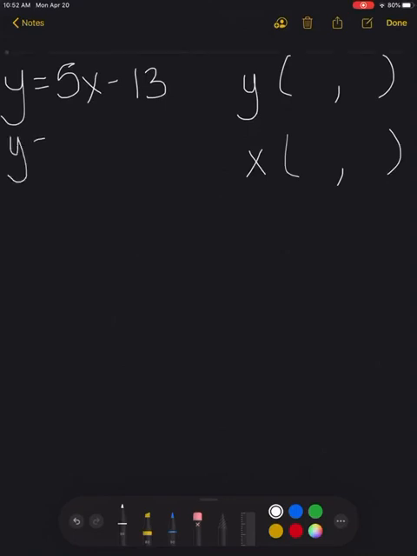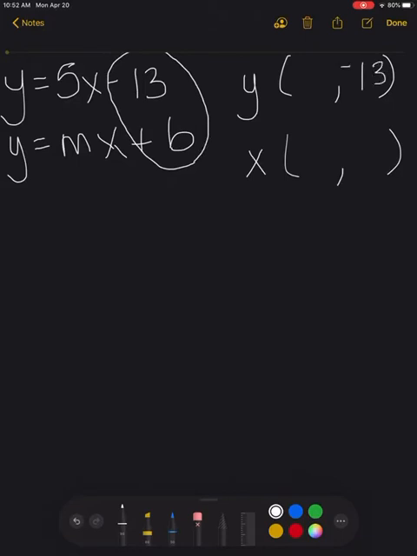Okay, so when given equations, it's important to remember y-intercept form, where y equals mx plus b. Because if you can remember that, you can always identify the y-intercept, which in this equation is negative 13. And if you know that the y-intercept is negative 13, then you also know that that's where the value for x is going to be equal to 0.